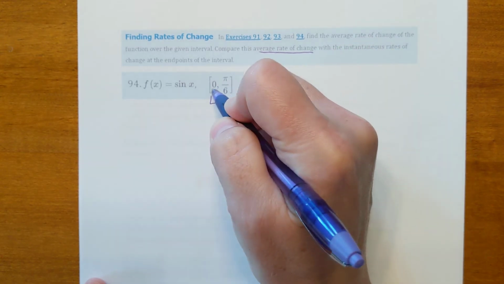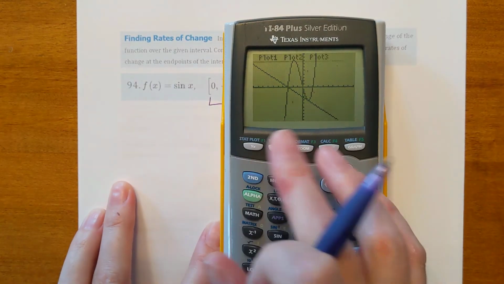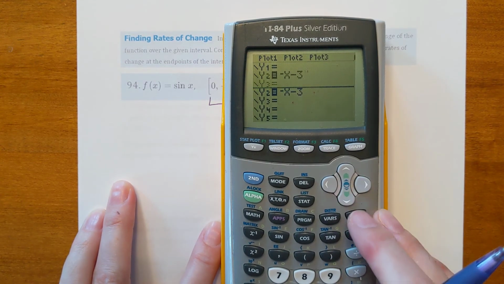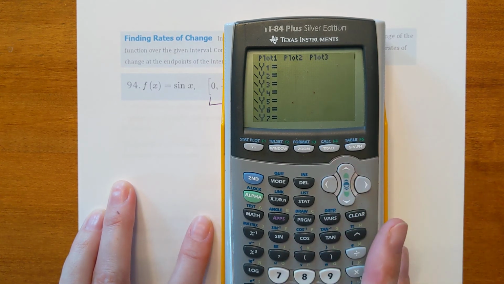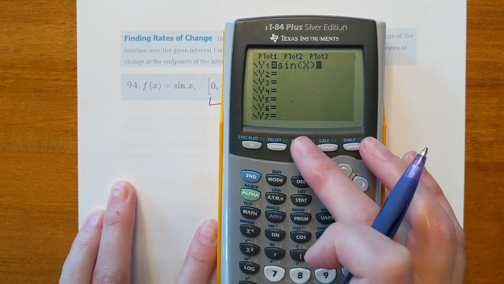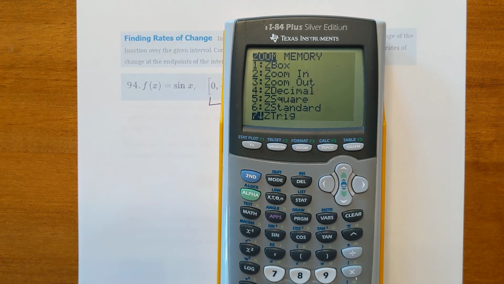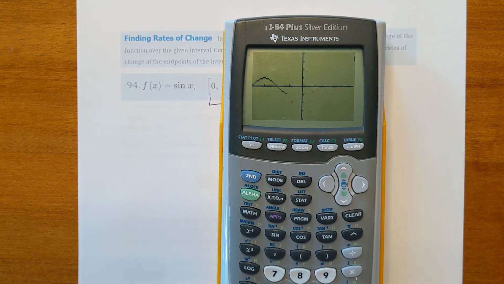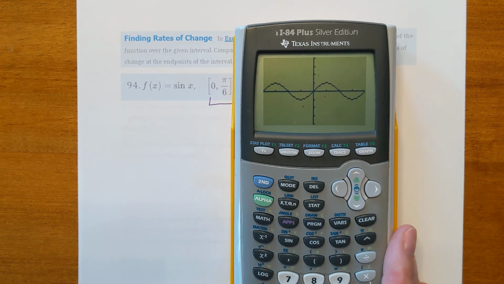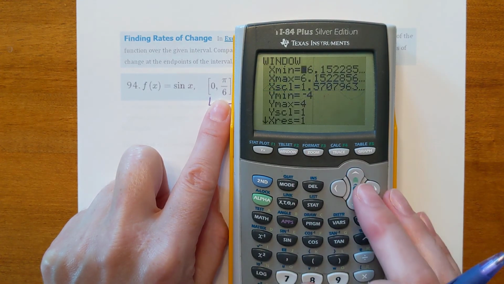So between the number 0 and pi over 6, let me graph it here. So y equals sine x. And on your zoom, change it to trig, choice number 7. And so that makes it a little bit prettier. And then on top of that, they just wanted to know for the interval of x between 0 and pi over 6. So I'm going to change my window for fun.